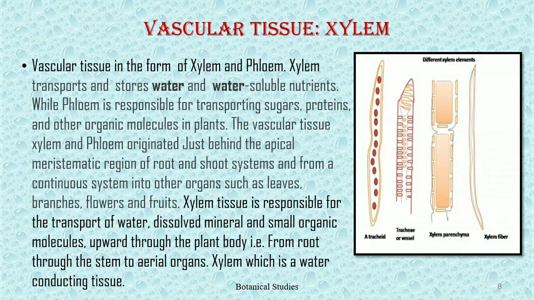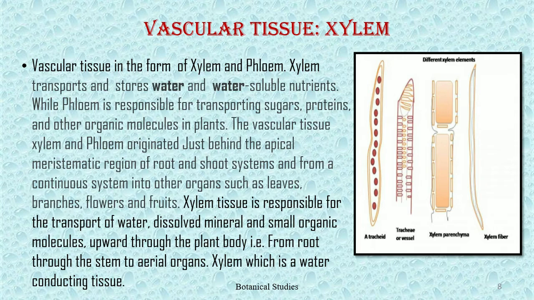Xylem tissue is responsible for the transport of water, dissolved minerals, and small organic molecules upward through the plant body, that is, from the root through the stem to aerial organs. Xylem is a water conducting tissue. Xylem consists of fibers, parenchyma cells, and tracheary elements, including tracheids and vessels. Fibers are very elongated cells and their main function is to provide mechanical support.